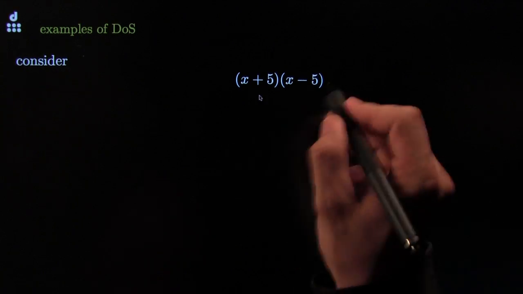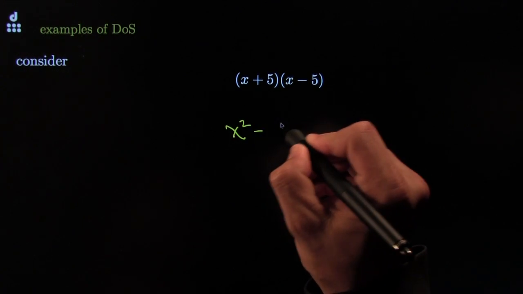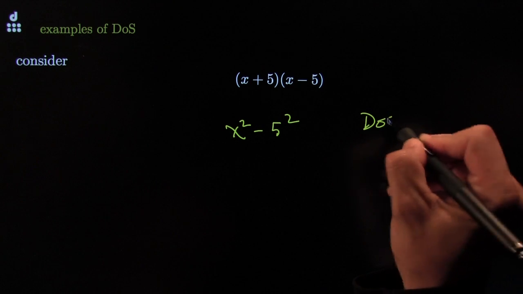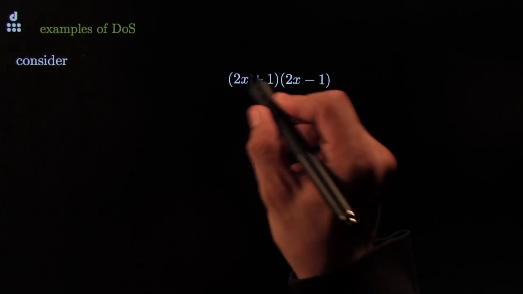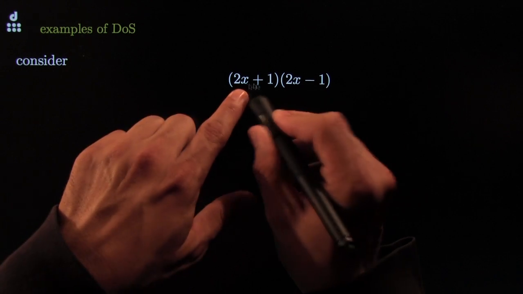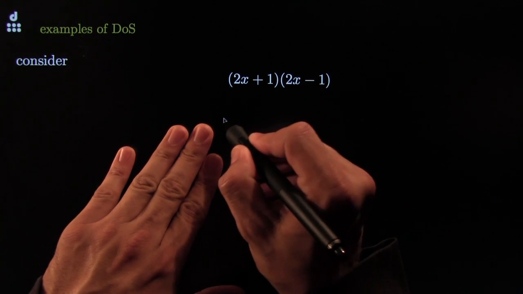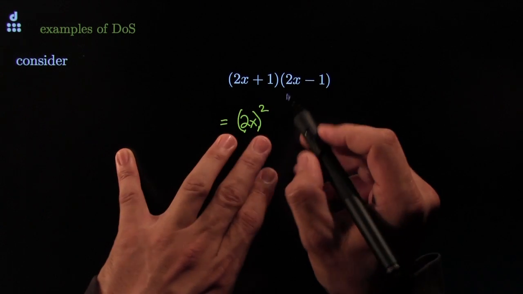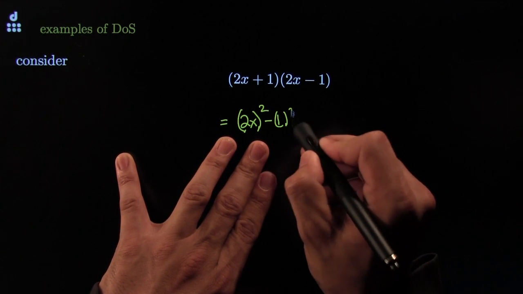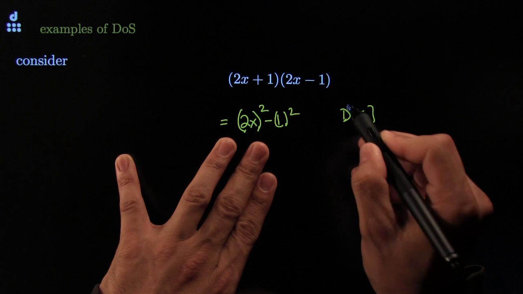X plus 5 times x minus 5 would be x squared minus 5 squared by difference of squares. Done. This is too easy. How about this one? When the first term has a couple of things in it, it doesn't matter. You still have 2x, but you have to put it in parentheses here. Square that item, minus the other one squared, by difference of squares.